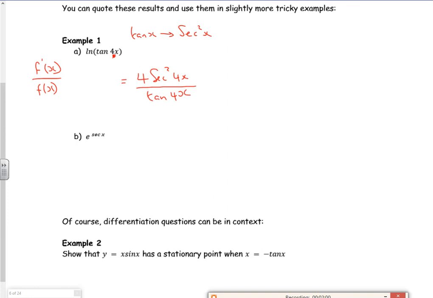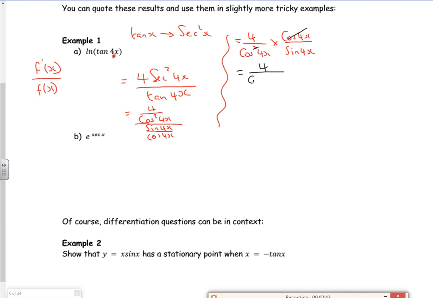But what if it wanted you to cancel it down a little bit more? I know that secant squared is 1 over cos squared. So 4 secant squared is 4 over cos squared 4x. All that's divided by tan 4x, which is sine 4x over cos 4x. Right, the bottom fraction, if I flip it and times it, one of the cos 4x's disappears, and I'm left with 4 over cos 4x sine 4x.